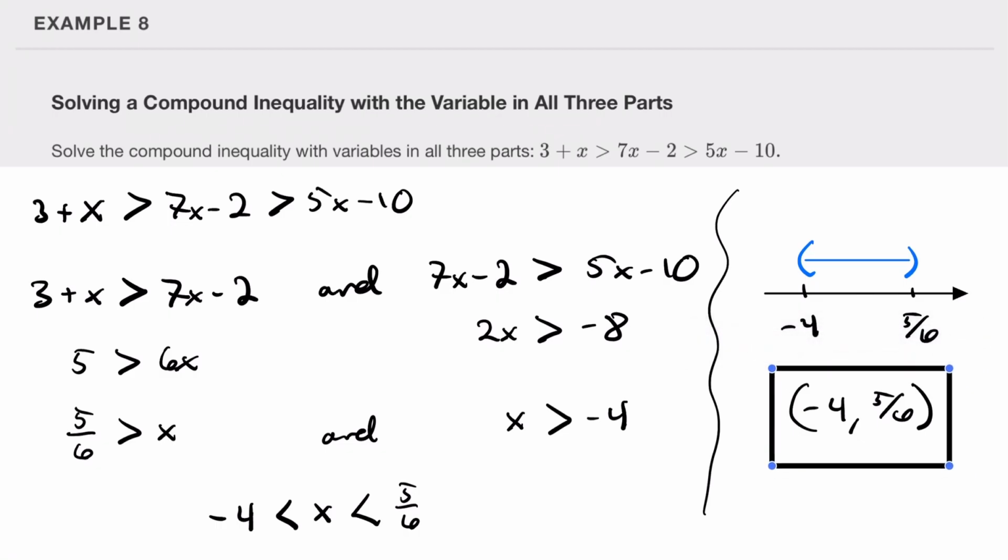Okay, so we're saying that these are the numbers that should work, right? For instance, a number that should work would be something like 0. If we plug 0 into the original, 3 is bigger than negative 2, which is bigger than negative 10, right? That one checks out. But if we try a number like 1, that should make it false. So then 4 is not bigger than 5, because if we plug 1 into the middle one, we get 5, so that makes it false.